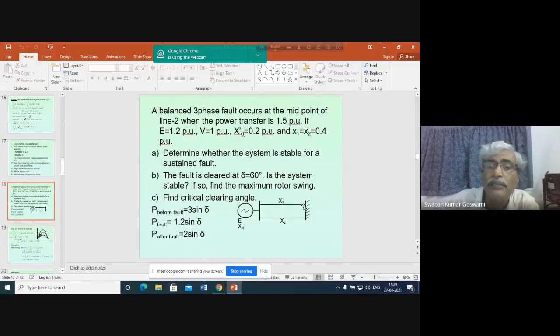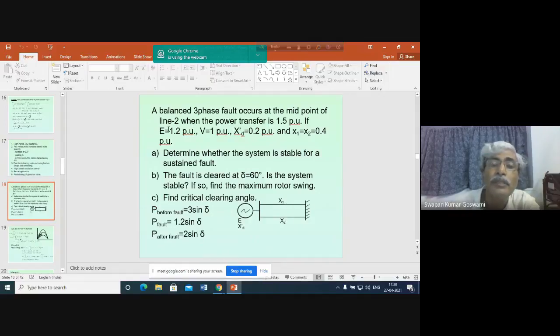This is one line having, say, reactance X1, another line reactance is X2. Generally, already perhaps we have mentioned that the resistance of the line is very small compared to reactance. So for many analyses of our system, sometimes we shall be ignoring the resistance. That's why we are neglecting resistance here. So this is the infinite bus. So generator is connected to a large power system, and the output of the generator is being delivered to the power system through double circuit line.